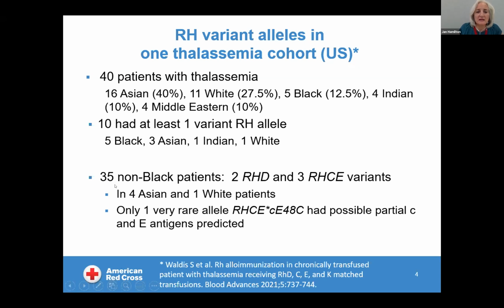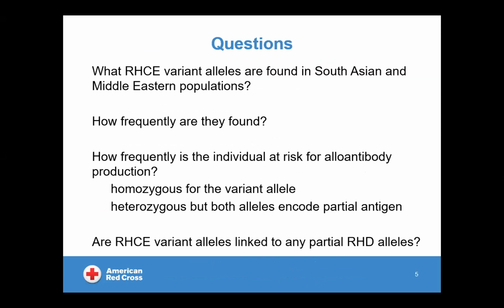But if we look at the non-Black patients, there weren't very many Rh variant alleles identified. And in fact, only one allele that's extremely rare might encode for a partial little c and partial little e, or partial big E antigen. So possibly in the thalassemic cohort, at least the small one in the United States, those alleles may not be very prevalent. So I may be talking about a problem that we have, but might not be seen too much in your populations. So some of the questions that came up in my mind are what are the CE variant alleles that are found in the South Asian and Middle Eastern populations, and exactly how frequent are they found?